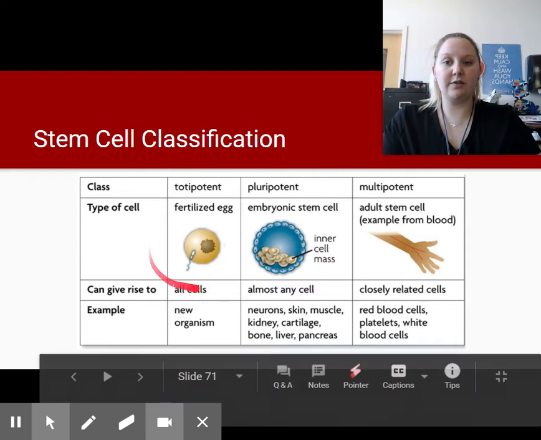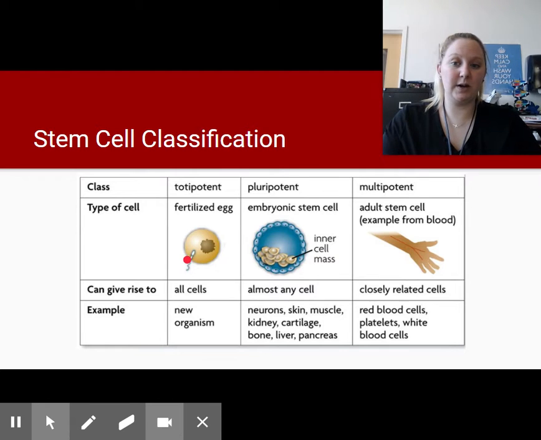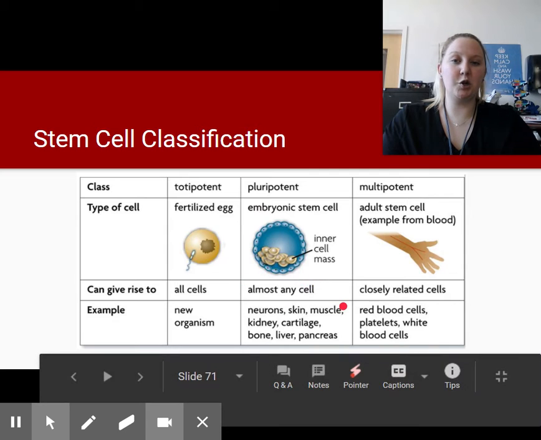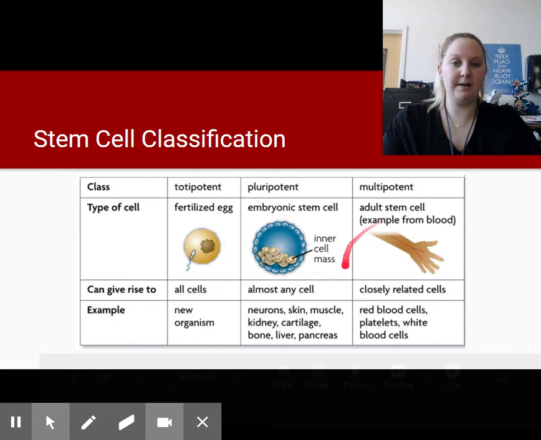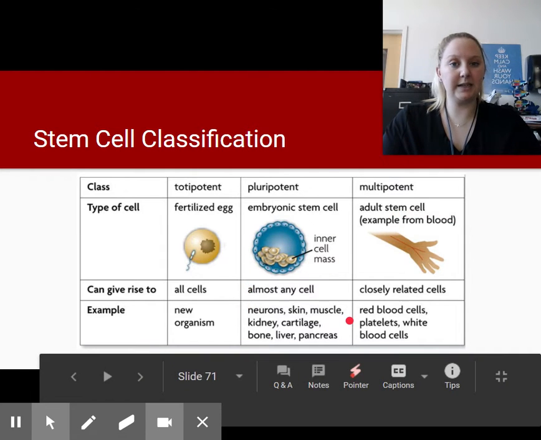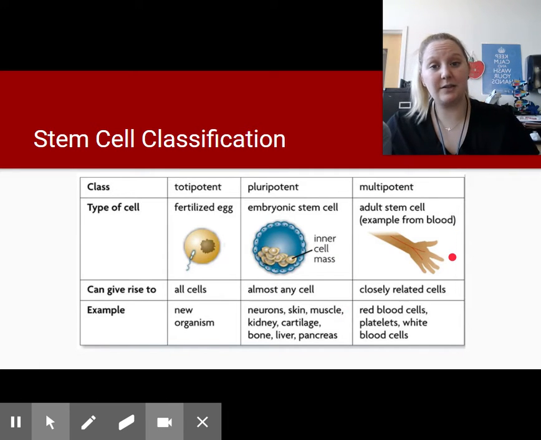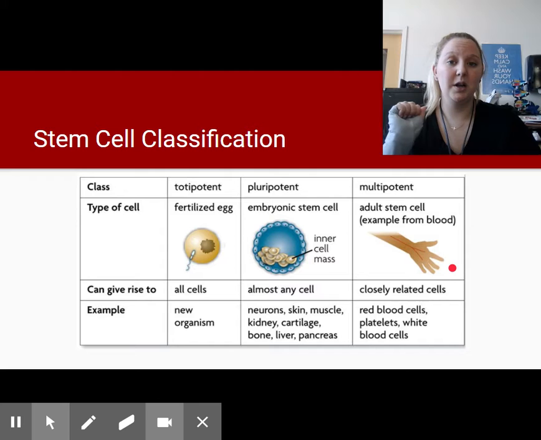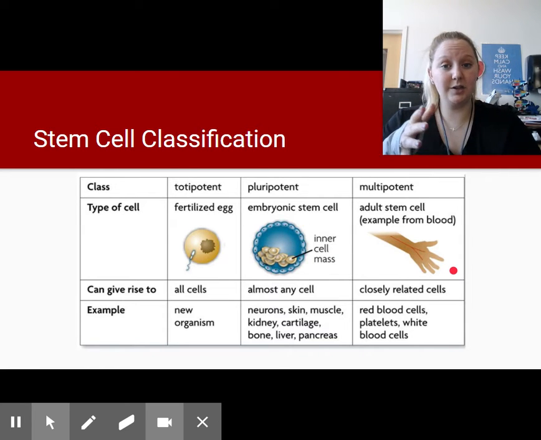So here you see your fertilized egg. These cells can go into any cell type of any new organism. Embryonic stem cells can go into almost any type of cell except backwards. So we can never work to the left, we can only work to the right. And they can become any type of cell in the body. And then your multipotent are your adult stem cells, which are kept inside of your blood and inside of your bone marrow as an adult.